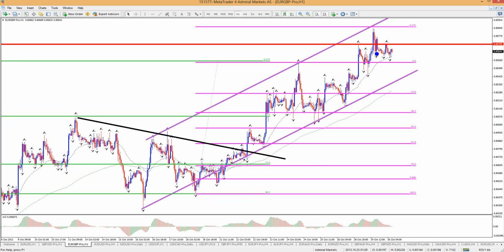So we can still move up one more time to go to the 86, which is the bigger fib. That's still possible. Maybe. We'll see. At the moment, I'm not too interested because I think the space to the upside is a bit limited. Anyhow, I'm not a big fan of the euro pound.